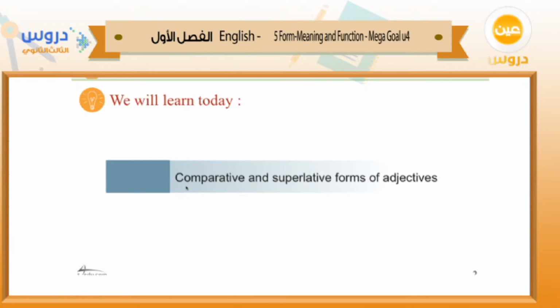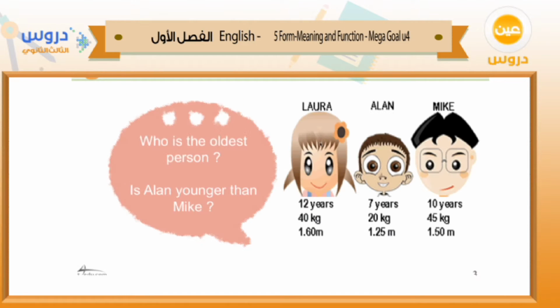We'll learn today comparative and superlative forms of adjectives. How can we make comparison? How can we compare between two things or among different things or people? First of all, we have three persons. We have Laura, Alan, and Mike.